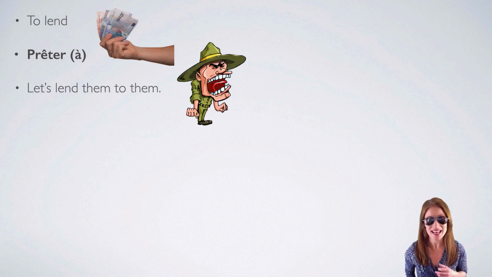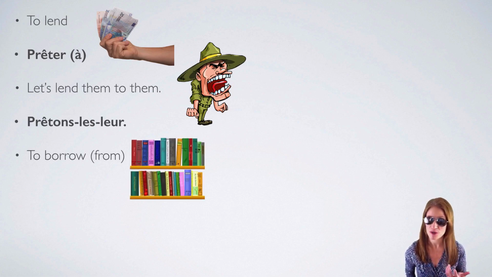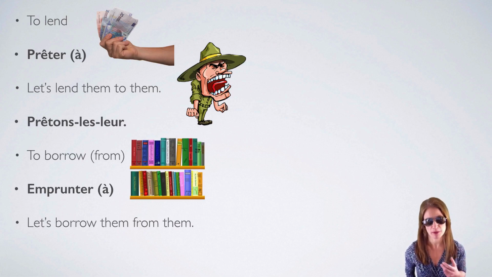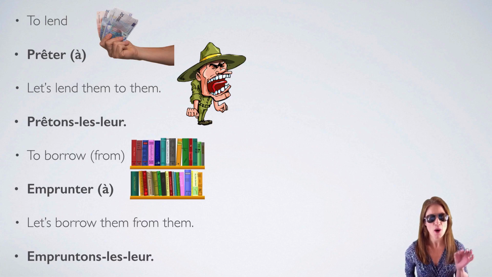To lend. Prêter. You lend something to someone. Let's lend them to them. Prêtons-les leur. To borrow. So we say to borrow from, but the French will say emprunter à. Let's borrow them from them. Empruntons-les leur.